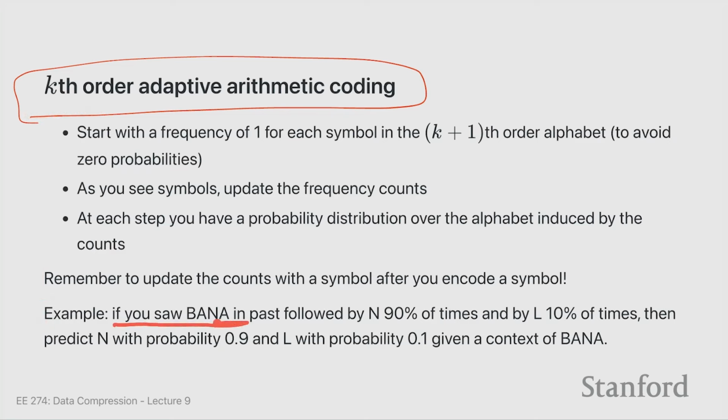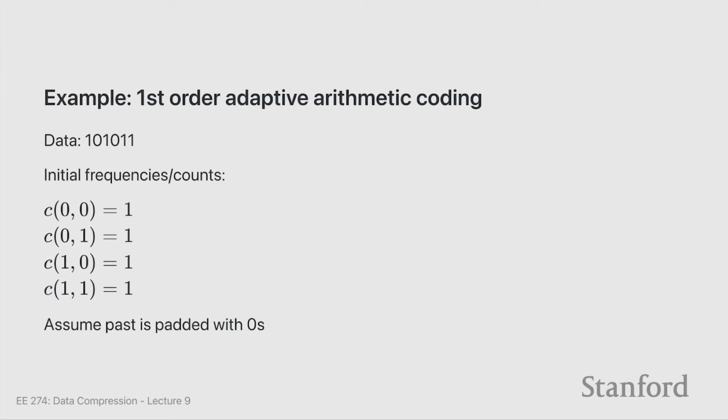So if you have seen BANA in the past several times, and 90% of the times you saw it followed by an N, as in banana for example, and 10% of the time you saw it followed by an L, that is your model basically. The next time you see BANA, you would say that maybe it's an N with probability 90% and L with probability 10%, right? So you just use the past to predict the future, as simple as that. Let's do an example which should make it clear.